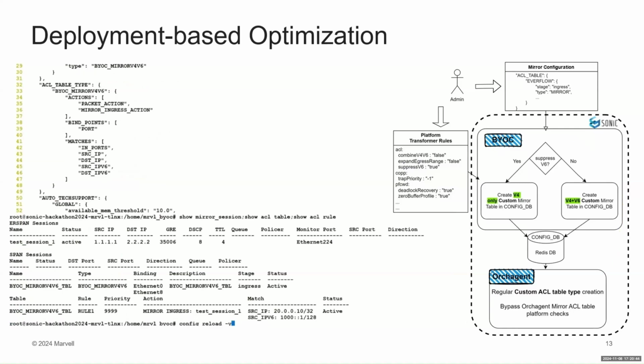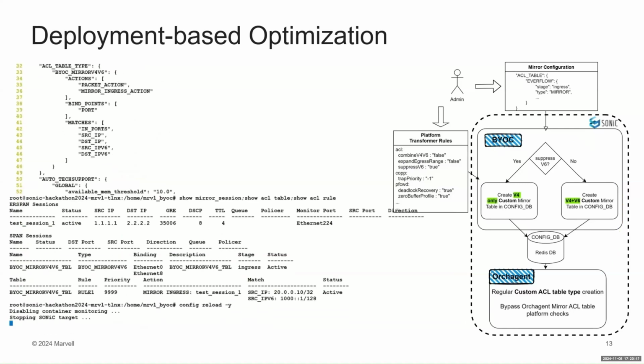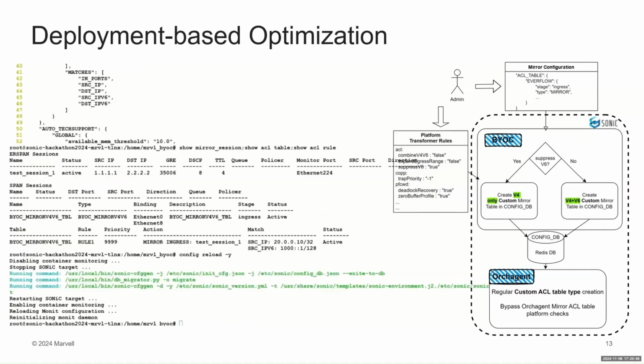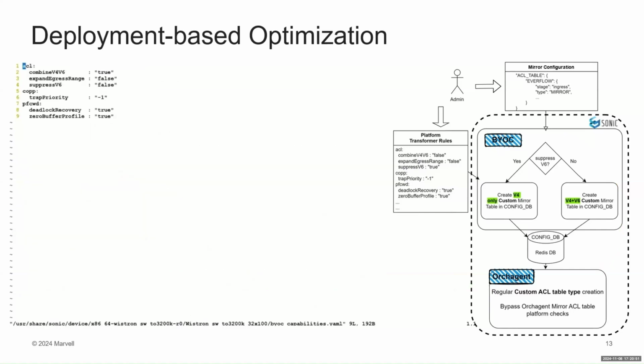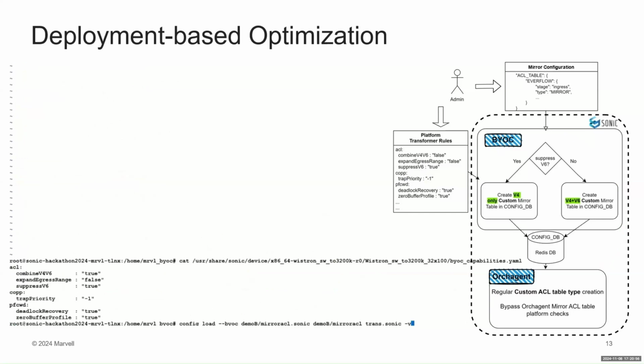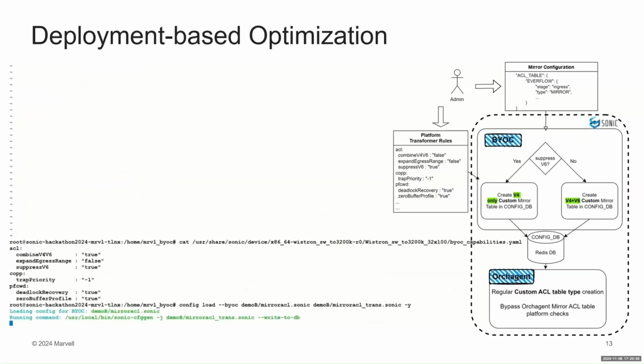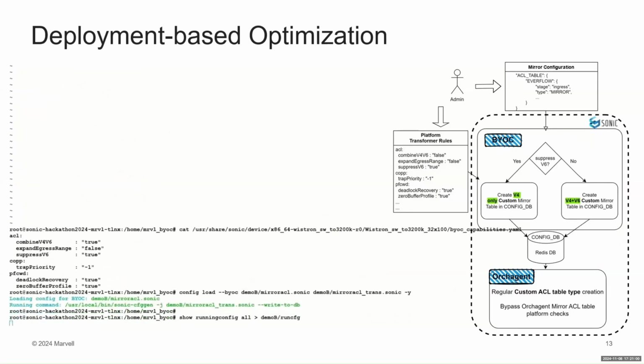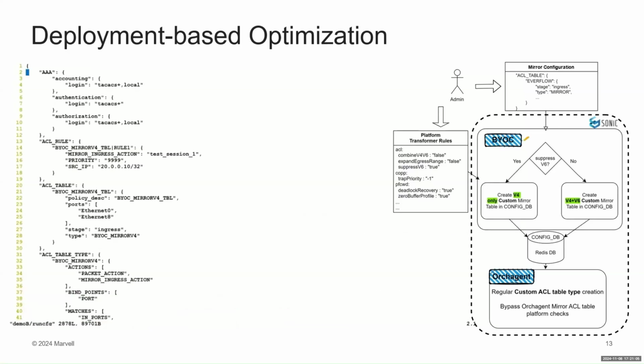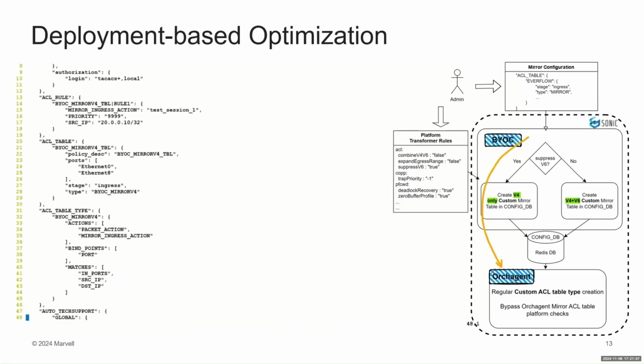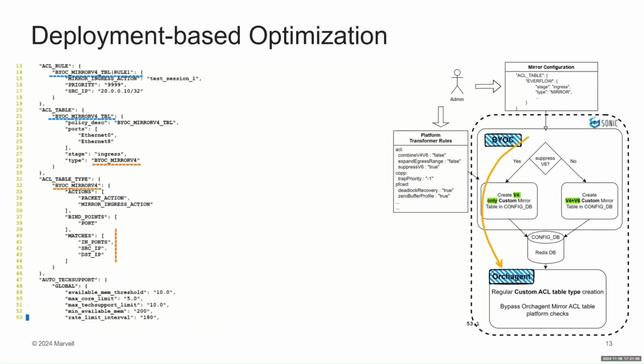Now for the sake of the demo, a config reload is done to remove the above created info from the device. Then update suppress v6 to true in the platform rules YAML file. We invoke the BYOC tool using the same arguments as before. On looking at the show running config output, now we observe that a custom ACL table type BYOC mirror v4 highlighted in orange is created with matches containing only v4 fields in addition to an ACL table and rule mapping to this new table type.